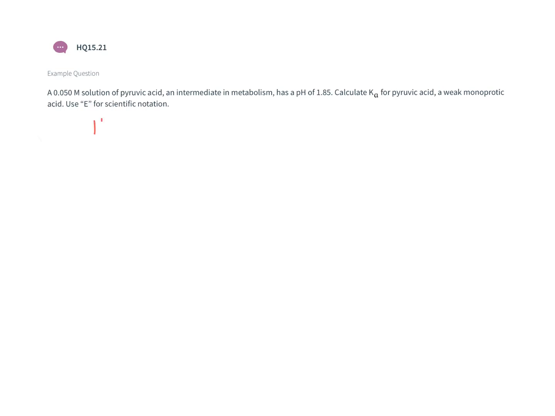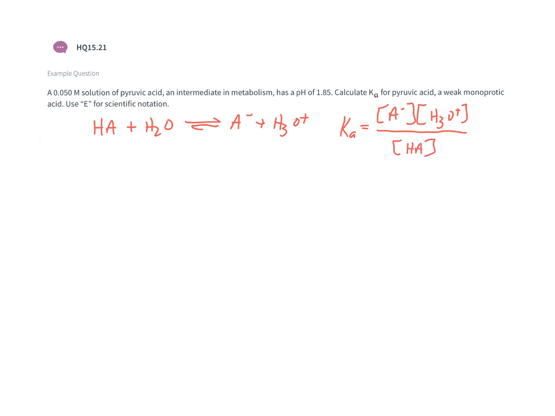We have our generic weak acid, HA, which is pyruvic acid in this case. It reacts with water to form the conjugate base A- and hydronium, where our Ka would be products over reactants, so the concentration of the conjugate base times the concentration of hydronium all over the concentration of our weak acid. We're going to ignore water because water is a liquid. It does not show up in our equilibrium expression.